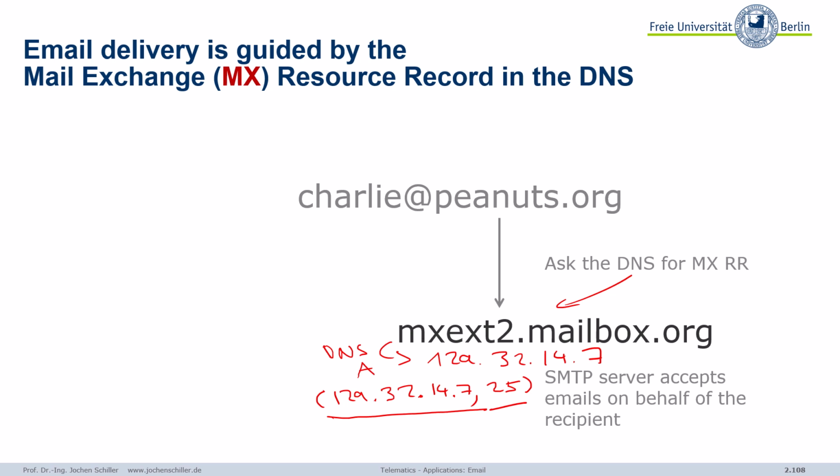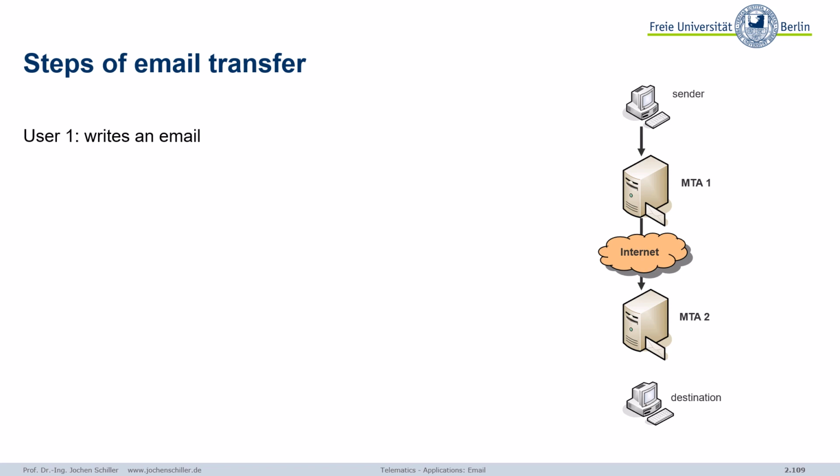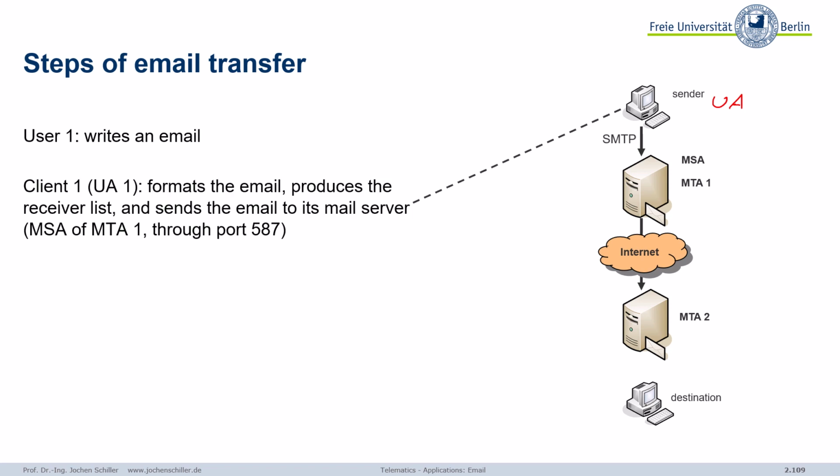As soon as I have the TCP connection up and running, then I transmit an email, as we will see. So, the steps. You write your email on the sender side using your user agent. So that is basically the idea. You write it on the client, you format it, etc. Your user agent does all this formatting, producing the receiver list, etc.